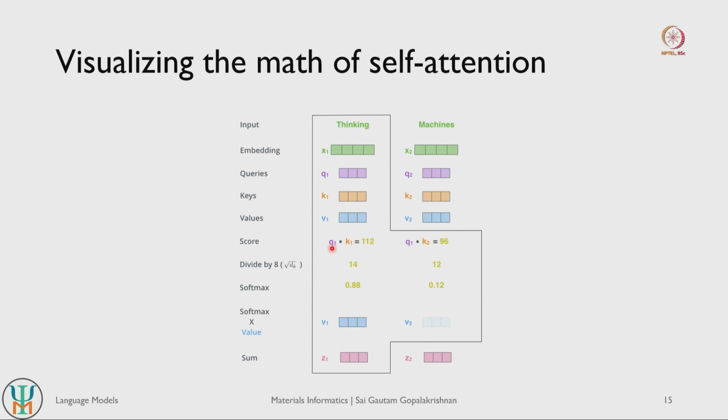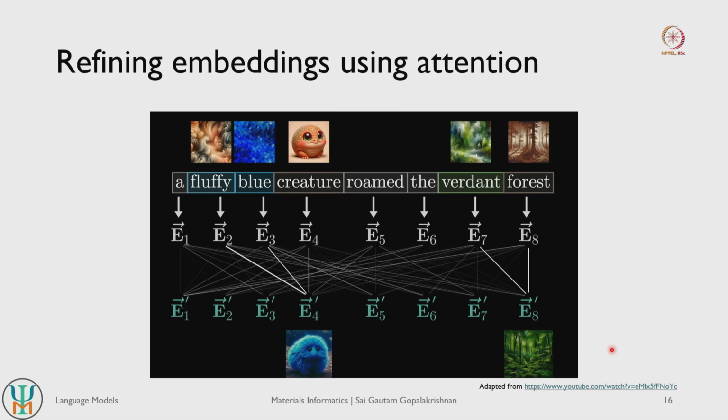So we say q1 times k1 here, so this is the key corresponding to thinking, and this is the key corresponding to machines here. So we are looking at similarity between thinking and machines here. Okay, so this is briefly how self attention works.